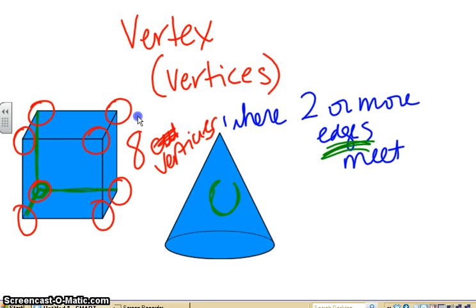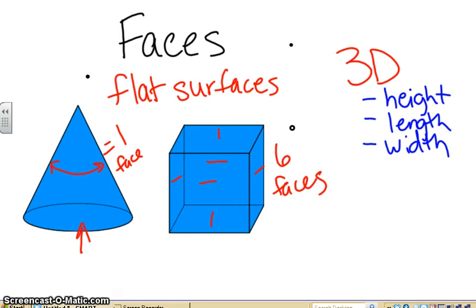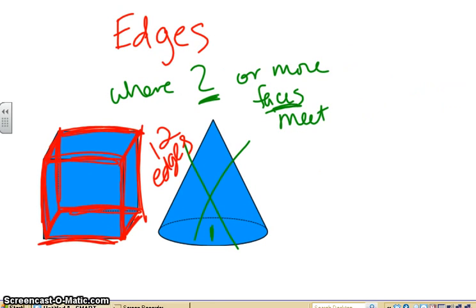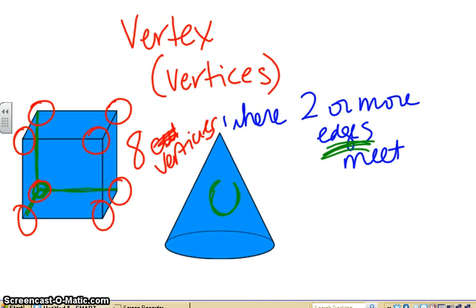So those are the 3 different attributes of 3D shapes. We have faces, which are the flat surfaces of a shape, not curved, flat. We have edges, which are where 2 or more faces meet. And then we have vertex, or vertices, where 2 or more edges meet.